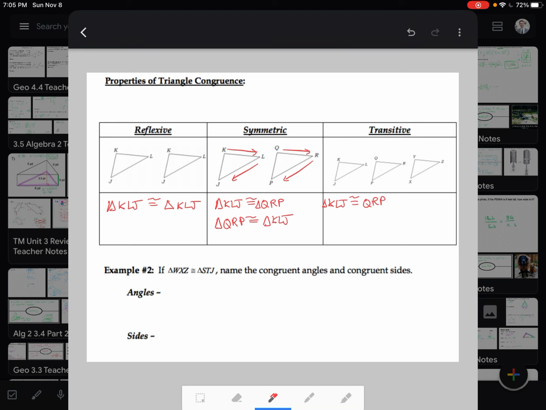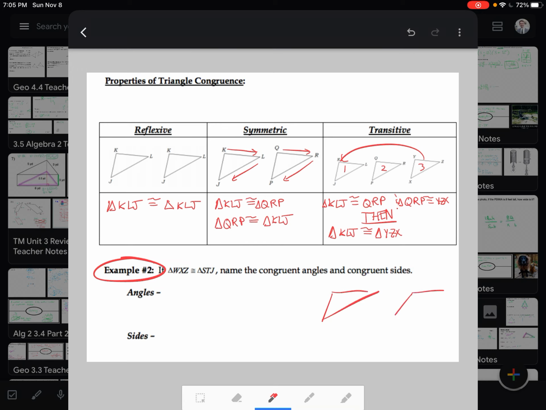Transitive, you can probably guess where this one is going. Our first triangle, if KLJ is congruent to QRP and QRP is congruent to YZX, then this is our transitive piece. We can link, so if basically triangle 1 is equal to triangle 2 and triangle 2 is equal to triangle 3, we can now link 3 back to 1. So we can say that KLJ is congruent to YZX. And again, nothing about the transitive property has changed. The only difference now is we're just applying it to a triangle.